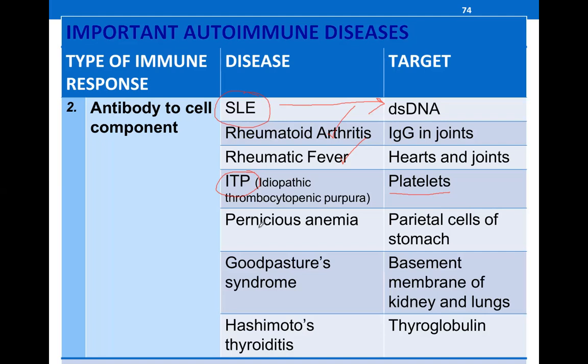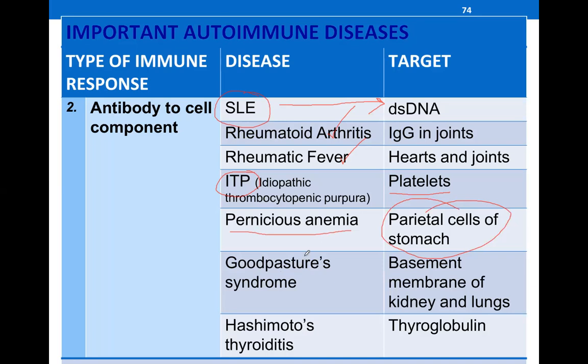Okay. Another autoimmune is actually your pernicious type of anemia. Now, its target cells are your parietal cells of the stomach. The parietal cells are actually our characteristic cells of the stomach producing your intrinsic factor. Now, the intrinsic factor is actually important in vitamin B12 absorption. Now, if you don't have intrinsic factor, vitamin B12 will be poorly absorbed, thus producing a megaloblastic type of anemia in a form of pernicious type of anemia.